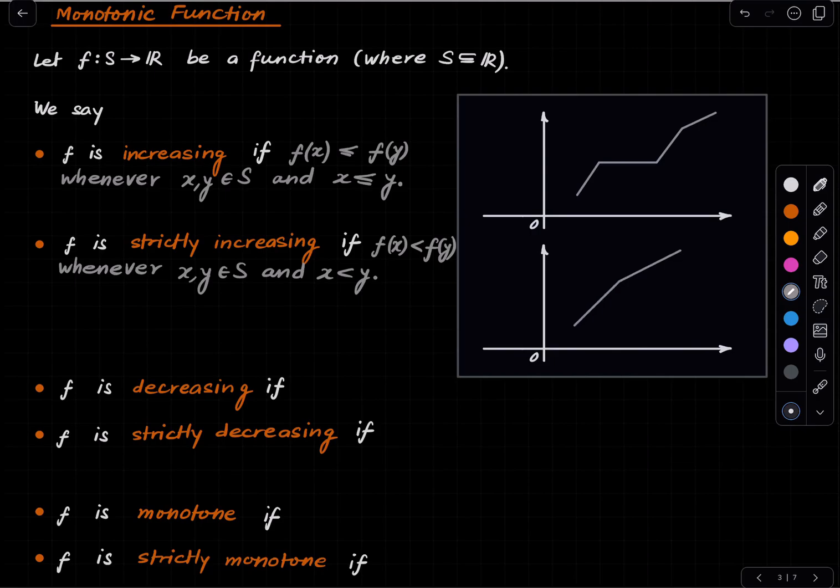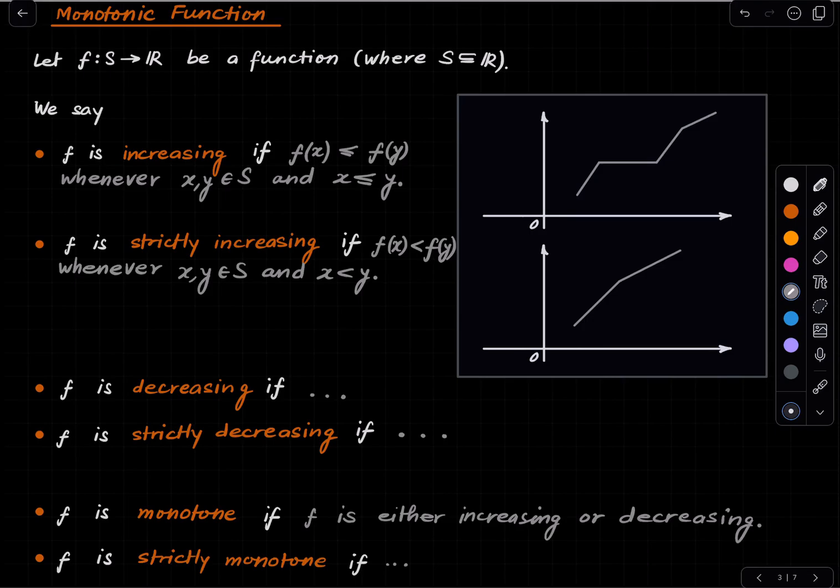All right. Similarly, you can fill in what is meant by a decreasing function and what is meant by a strictly decreasing function. And we say that f is monotone if f is either increasing or decreasing. And you can fill in the definition for strictly monotone, which is to say that the function is either strictly increasing or strictly decreasing. Okay.